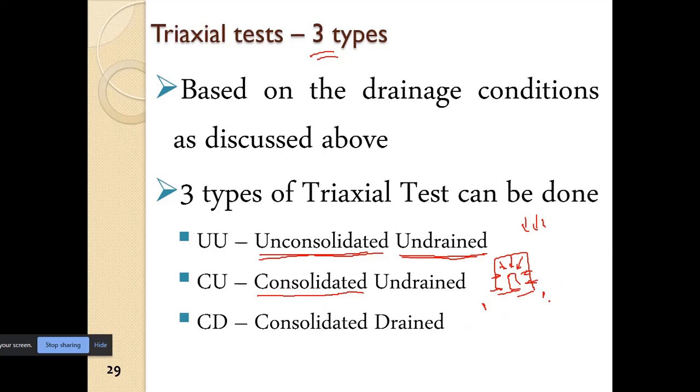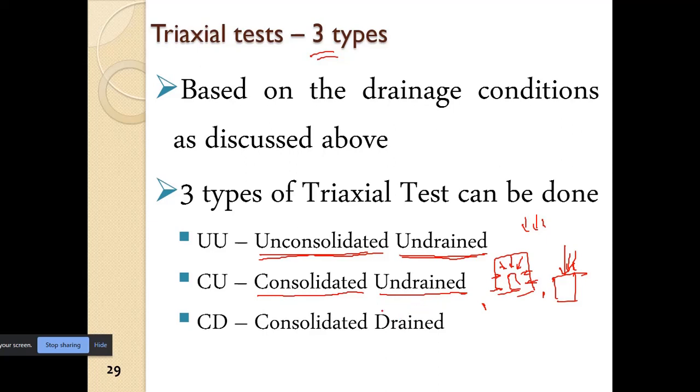The change in the pore pressure is measured while shearing, while application of deviatoric stress is occurring on the sample. So while shearing we apply the deviatoric load, we stop the drainage, and we measure the pore pressure changes. So that is the undrained case, right.